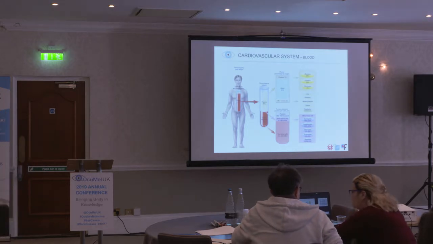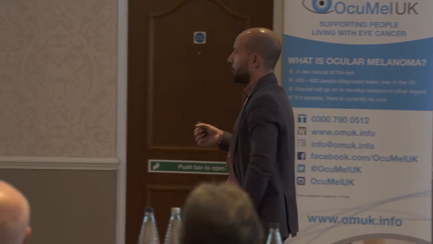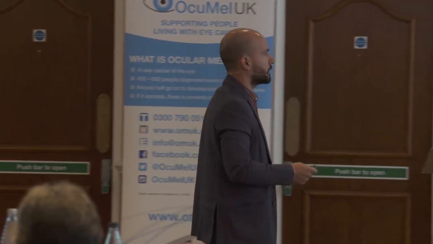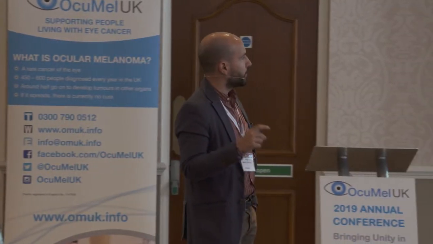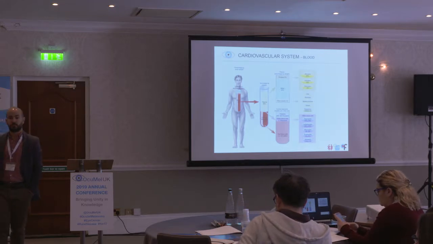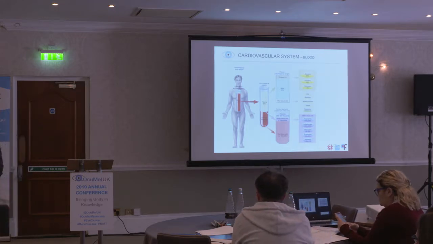So it has the plasma, which is mainly composed of water and some proteins and other elements that are essential, such as hormones, for example, that are produced in the endocrine system. And then you have this 45%, which is composed of cells, the blood cells, okay?